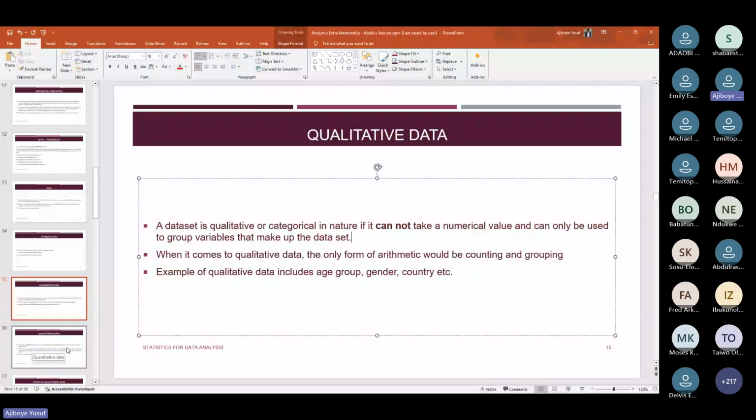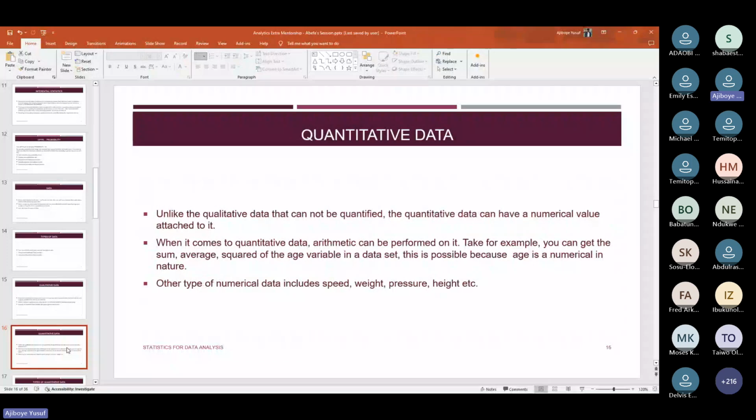Under quantitative data, unlike qualitative data that cannot be quantified, the quantitative data can have a numerical value attached to it. It can take a number. Do you understand? Once you see that something has a number, it can be added or subtracted, meaning that when it comes to quantitative data, arithmetic can be performed.